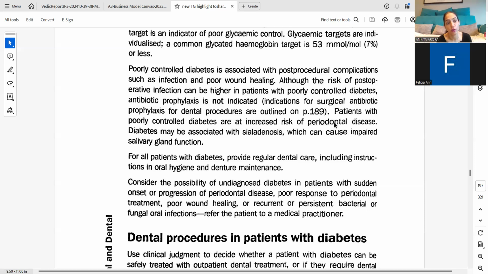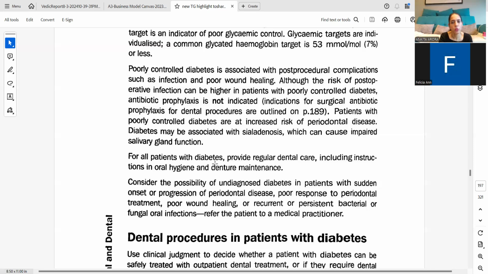After taking a thorough history, if the patient says they have not visited their dentist for 7 to 8 years or more, or have not been to their medical practitioner for such a period, you would advise getting the blood sugar done and getting checked for diabetes. Diabetes may be associated with sialadenosis, which is inflammation of the salivary glands, which can cause impaired salivary gland function.